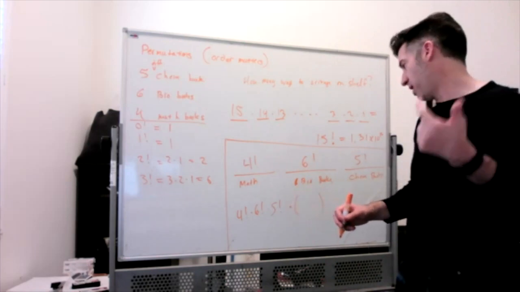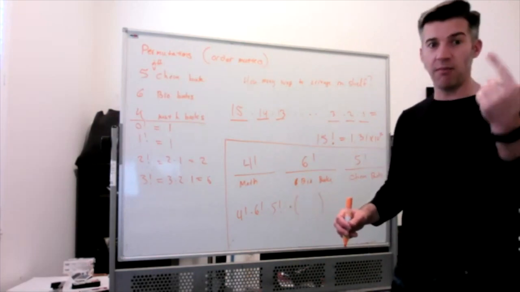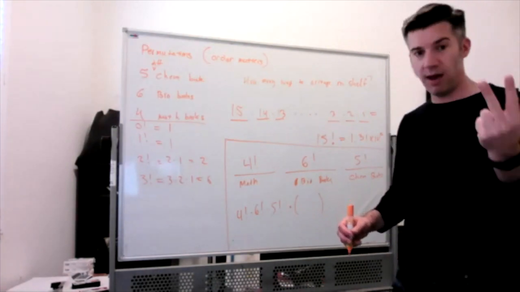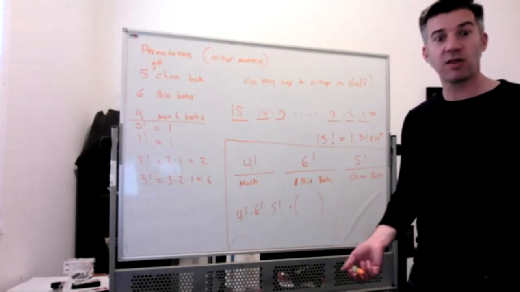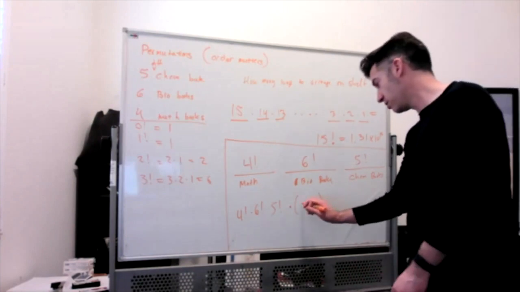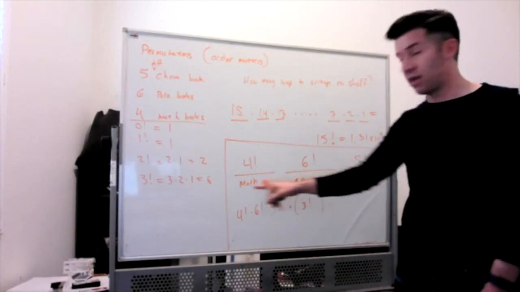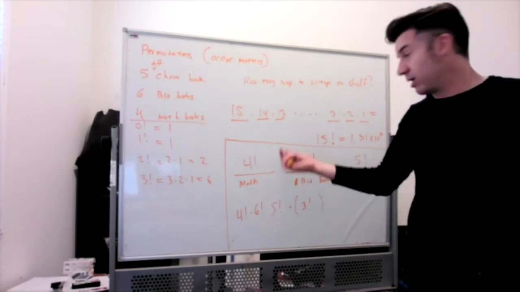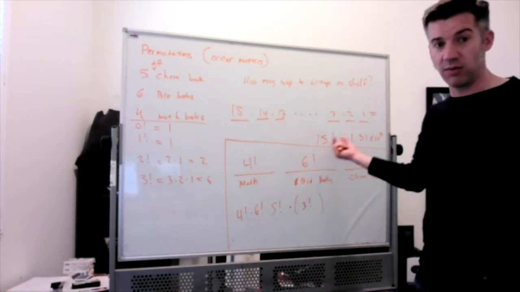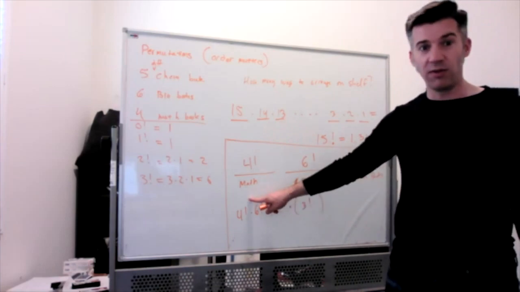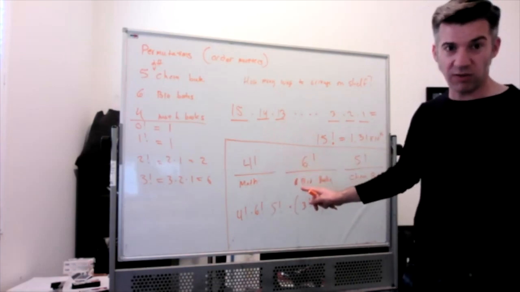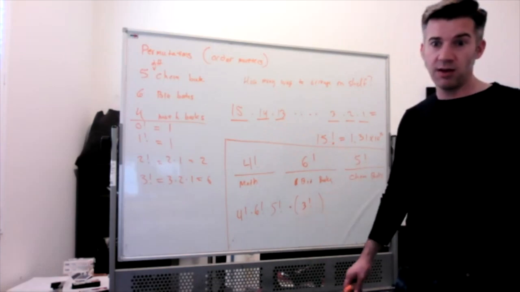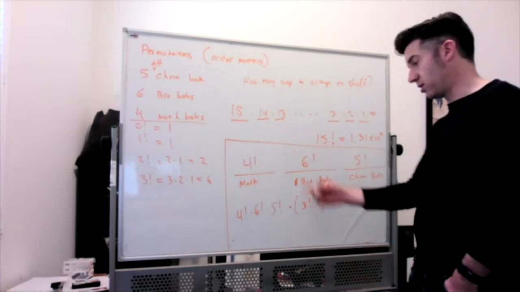I could do math, bio, chem. I could do math, chem, bio. I could do bio, math, chem. I could do bio, chem, math. I could do chem... Oh, there's 3 factorial ways, right? There are 3 subjects here I'm arranging, and I can pick any one of them to be first, any one of them to be second, anyone to be third. So there's 3 choices for the one that goes first, times 2 choices for the one that goes second, times 1 choice for the thing that goes third, or 3 factorial. So this would be whatever that number is.